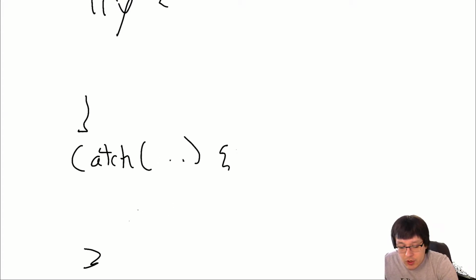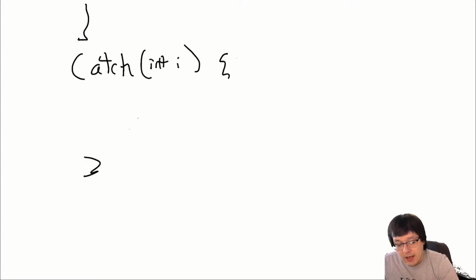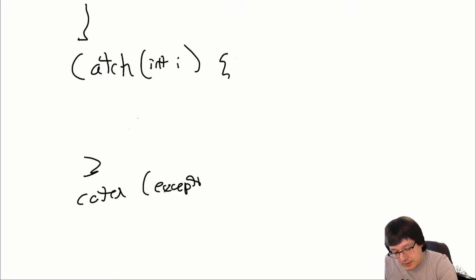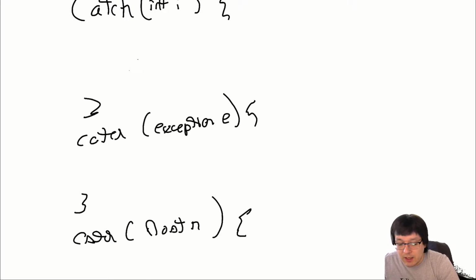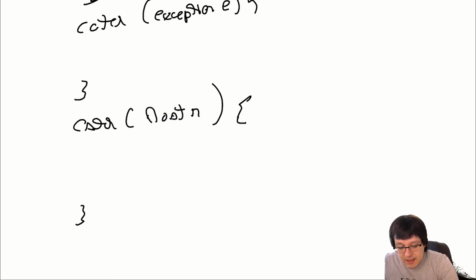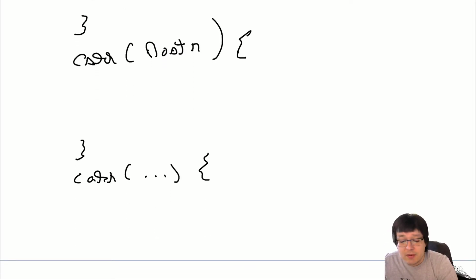However, what you could also see is a special catch. Maybe this catches an integer exception. And then beneath it, you could have a catch for an exception class. And then maybe you have a catch for a float. Float n, maybe it should be float f, but whatever. And then at the bottom, you might have an actual catch-all, so it catches any remaining exceptions.